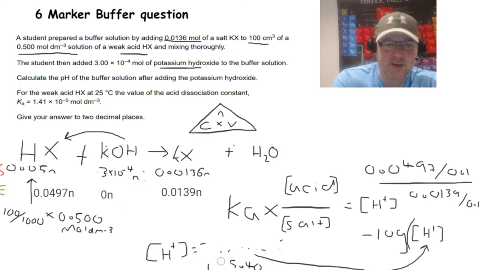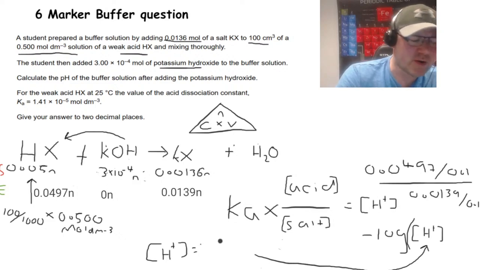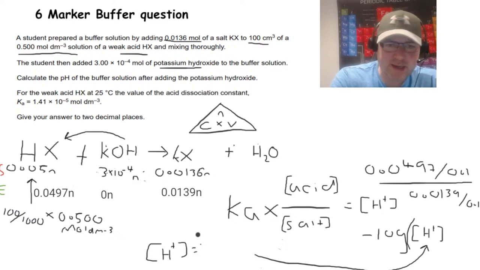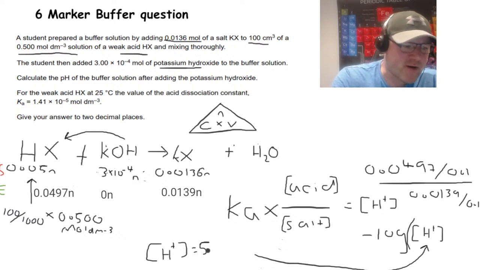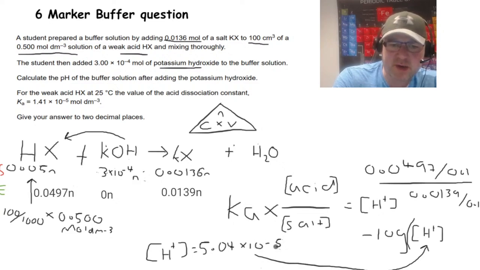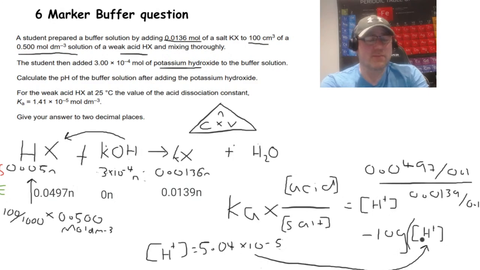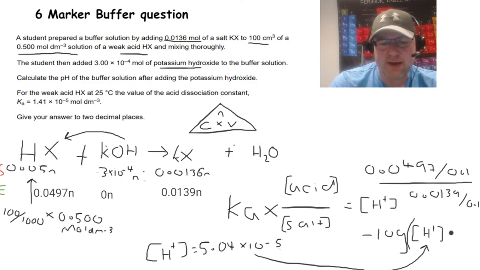I knew straight away it was wrong when it came out with a pH of 5.4. I thought, what the hell? For a weak acid buffer, that's not quite right. So, let's go. It is 5.04 times 10 to the minus 5. Don't you just love buffer calculations? So now I need to minus log that, and that's going to give me the correct pH. Okay, that'll do.